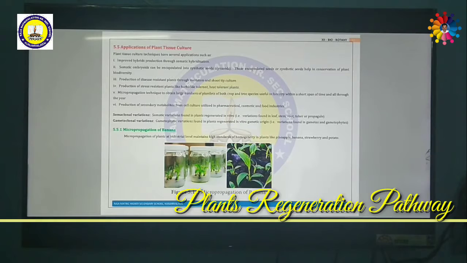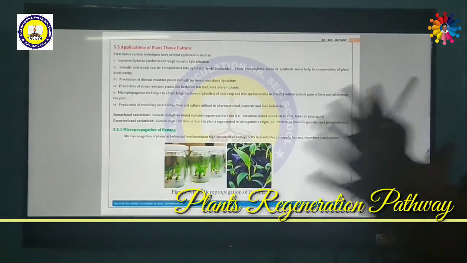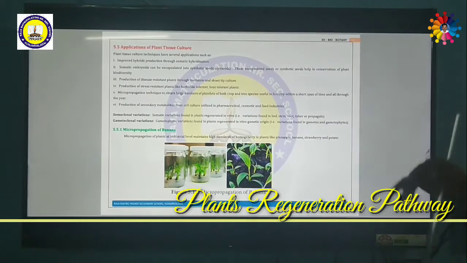But this can also be done by micropropagation technique. Micropropagation of plants at industrial level maintains high standards of homogeneity. All are having uniform shape, size, colors, and everything will be uniform. That is the homogeneity in plants like pineapple, banana, strawberry, and potato.